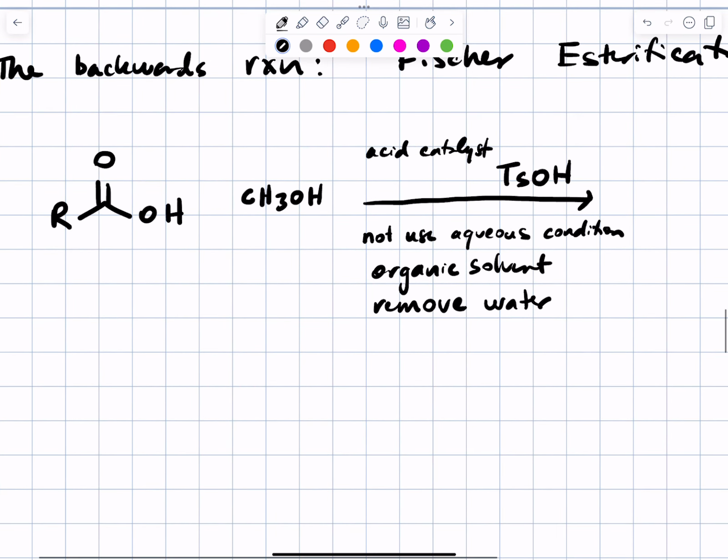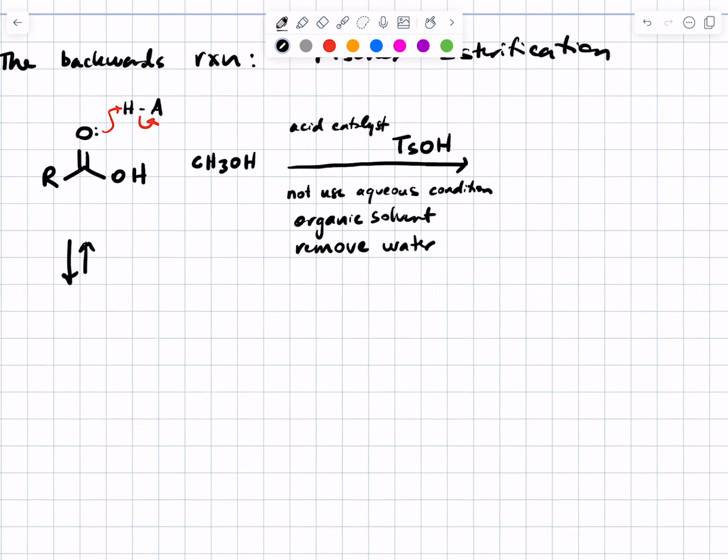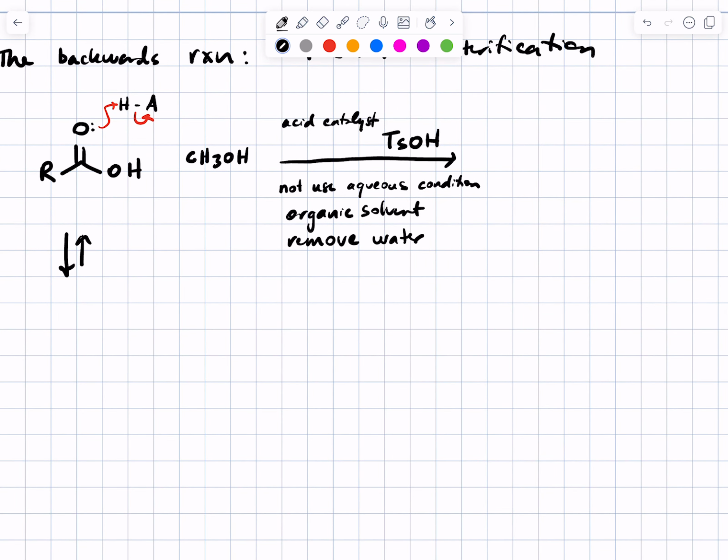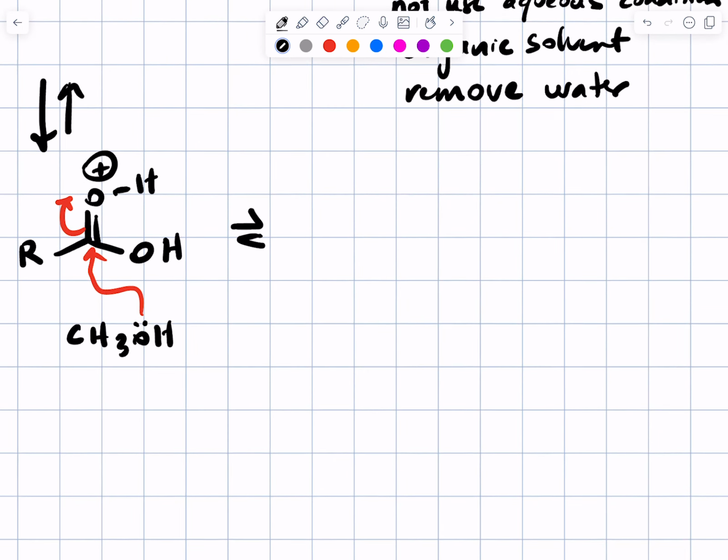The neutral alcohol is not a good enough nucleophile to attack the carbonyl carbon directly. So first we have to use our acid catalyst to protonate the carbonyl oxygen to make the oxonium ion. Notice how that is the reverse of the final step in acid catalyzed ester hydrolysis. Once you have the oxonium ion, the alcohol nucleophile can attack the carbonyl carbon to get a tetrahedral intermediate.